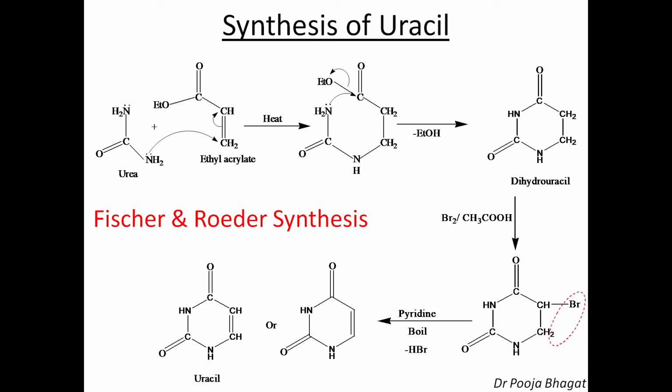What is the difference between uracil and thymine? The methyl group at the 5th position. That means here there is a methyl group in case of thymine. And from where does this carbon come? Here, this carbon. This carbon is the 5th carbon in uracil. That means if I have to prepare thymine, then instead of this H, I have to take methyl. So this I have done.